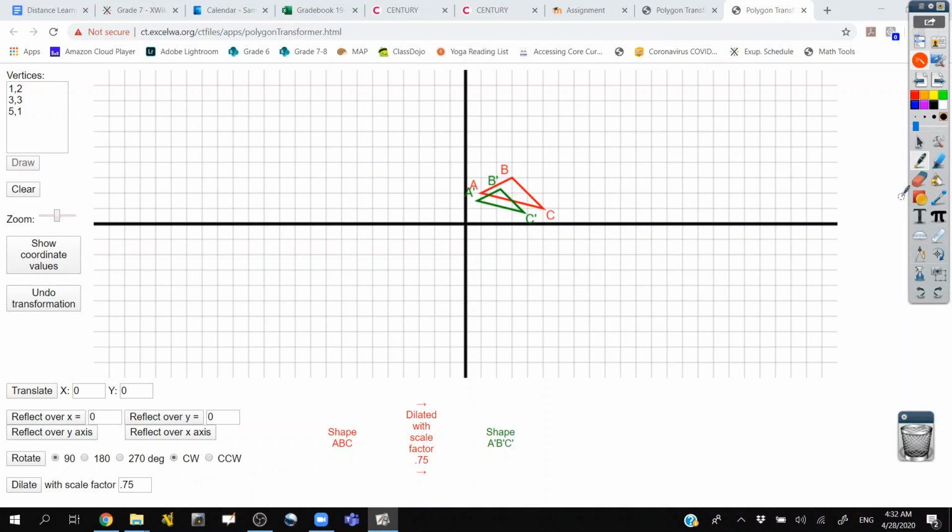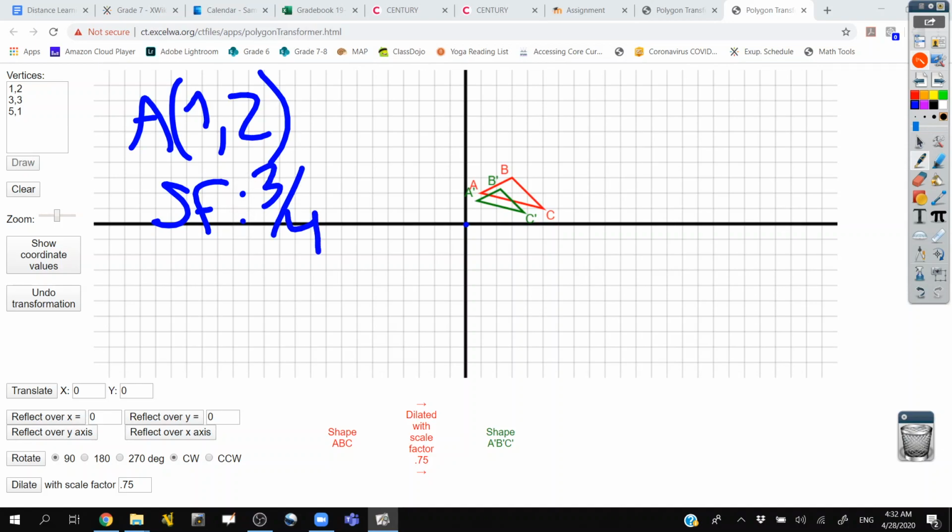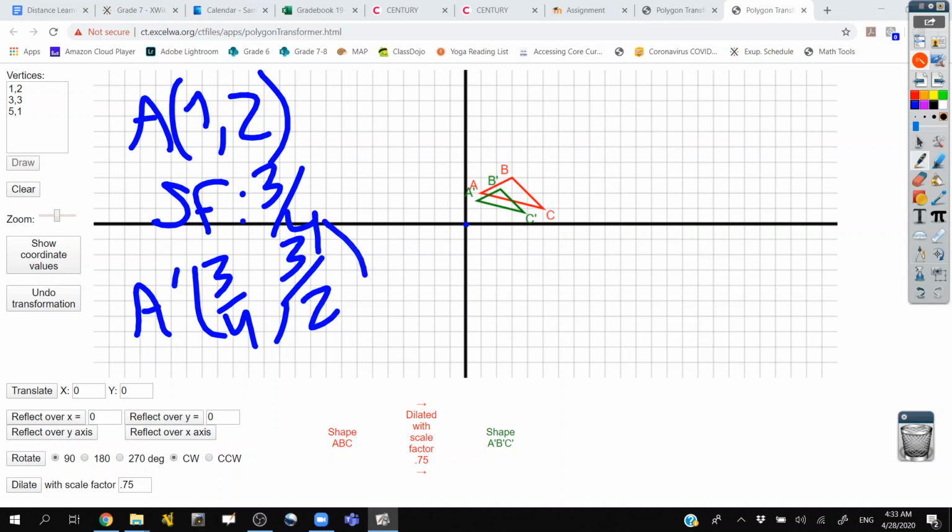If we use that same rule we had before, and again, this is only a true rule for dilations around the origin. When the origin is your center, this will work. We had the point A at the point 1, 2, and our scale factor was 3/4. So the point A prime should be 1 times 3/4 is 3/4. 2 times 3/4 is 6/4, which is 3/2. And if I look here, that point does look like the x coordinate is 3/4, y coordinate is 3/2. So that is the way it works.